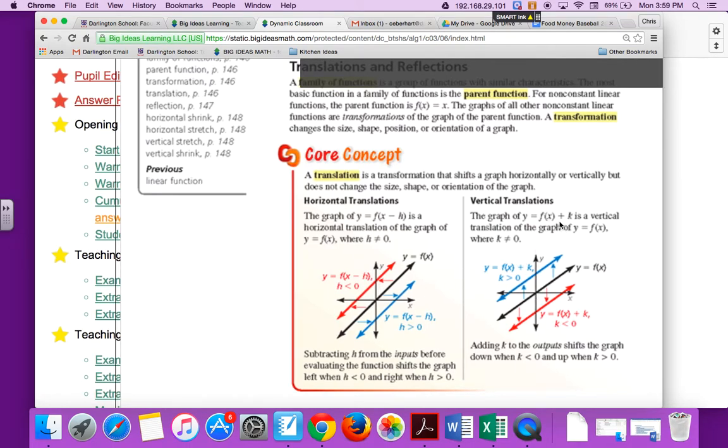Over here, you'll notice that the k is outside of the parentheses. So f of x plus k. K is a constant there. It won't be 0, it's just going to be positive or negative. If k is greater than 0, we're moving up. If k is less than 0, we're moving down that amount. So if k was positive 2, so f of x plus 2, we're moving up 2. If it was f of x minus 3, it'd be moving down 3.